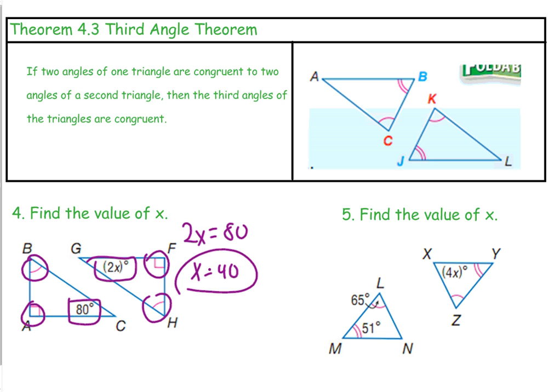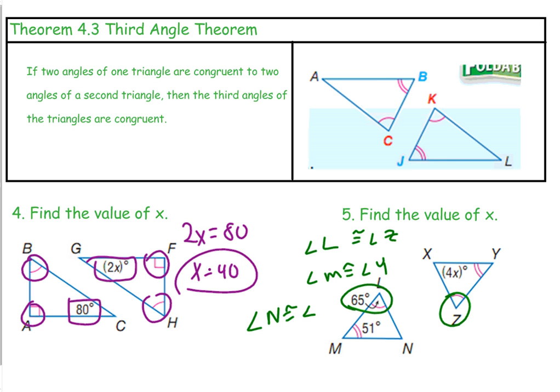Over here for number 5, 65 is this angle that matches up to z. Okay, so I can say L matches up to angle z. Then I can also say angle M matches up to angle y. Then I can finally say angle N, I'll write that over here, angle N is congruent to angle X.